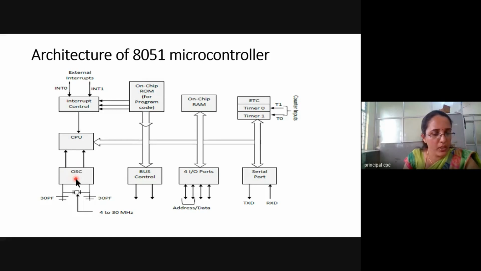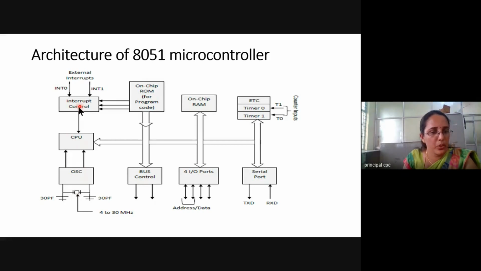So you have an on-chip oscillator, and there are 2 pins that are called XTAL1 and XTAL2. To these pins, we will connect a quartz crystal. So it works with 4 megahertz to 30 megahertz. And we will consider the oscillation frequency of 8051 as 12 megahertz. And 30 picofarads of capacitors are connected in order to reduce the harmonics, so that the oscillator works with the fundamental frequency, not with the harmonic frequency. We will connect this capacitor. So this is the quartz crystal.